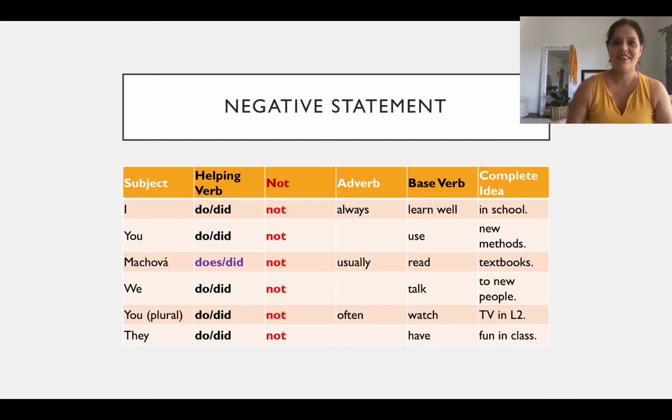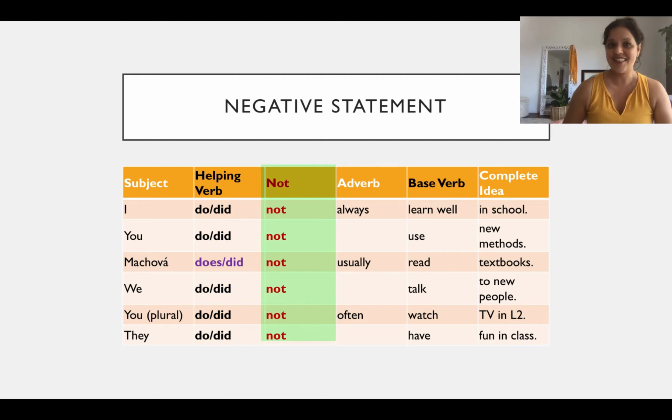Notice that there is one sentence where we used does instead of do. That was a sentence with Machova. He, she, or it. She, in this case, Lydia Machova. What do these sentences have in common? Do you see how they all have do and does? And do you also see that they all have a negative marker, not?